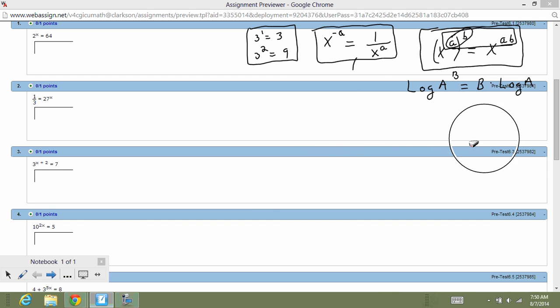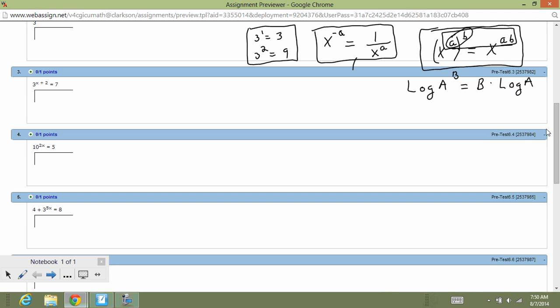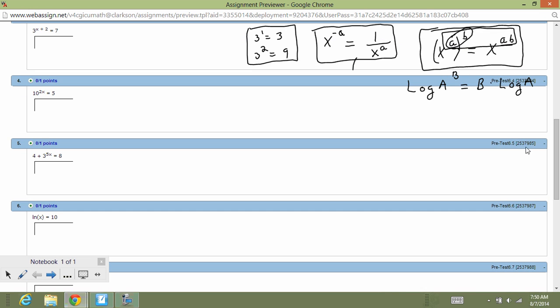Keep my rules in place and just slide down the page just a little bit so you can see exercise 4. And so we've got 10 to the 2x power equals 5. And at first, you might think, and again, exponential equation, right? Variable exponent. So it's what we refer to as an exponential equation.